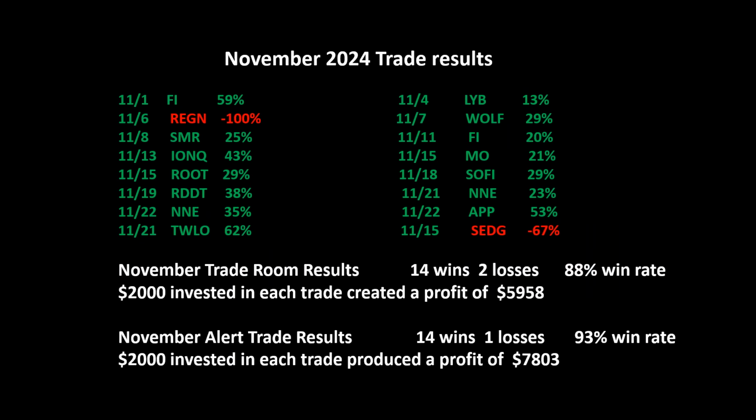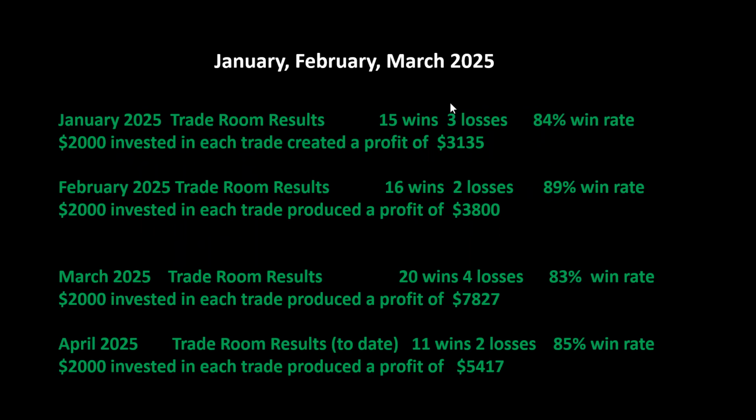All right, so important. This was November, but you don't have to see every single trade. You just know that we make money every month except for one last year. This year, January 2025, we had 15 and 3 for 31.35. Now, if you've been trading, you know how difficult the last 2 or 3 months have been. February, 16 and 2, 3,800, 84% win rate, 89%, 83% win rate, 85% win rate in April, 11 and 2, 54.17 with 2,000 invested in each trade.